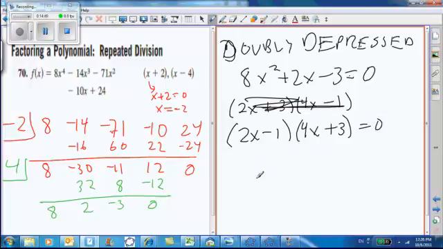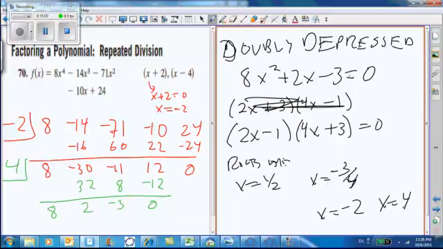So we can get the other roots then. We've got it fully factored if we want it. And we can get the other roots. So the roots are x equals a half, x equals negative 3/4, and also from before we had x equals negative 2 and x equals 4. Okay? Flange out.